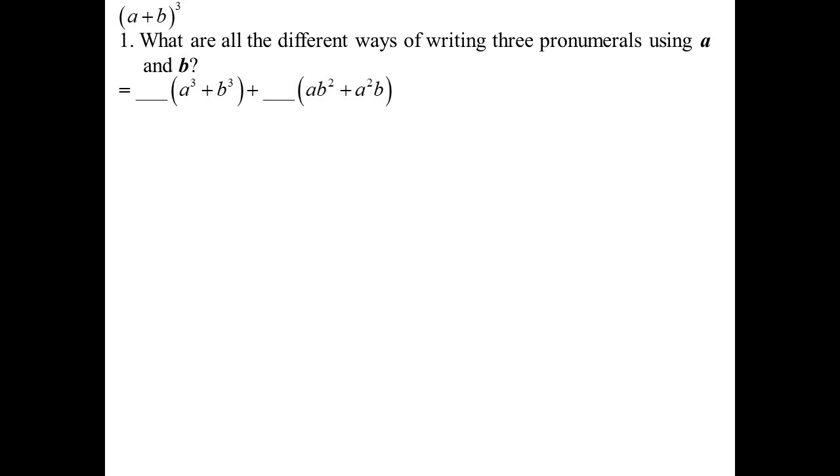Or I could have 1B and 2 A's. So how many ways could I arrange 3 A's or 3 B's? Arrange 3 objects that are all the same? Well, there's only one way of doing that.